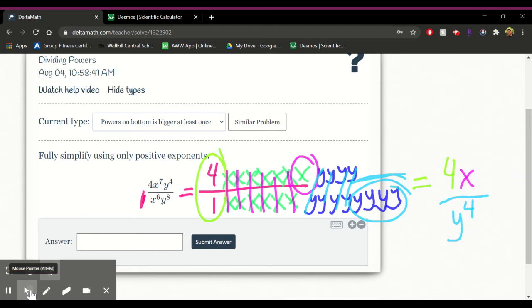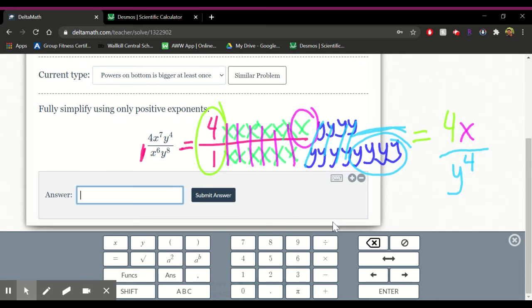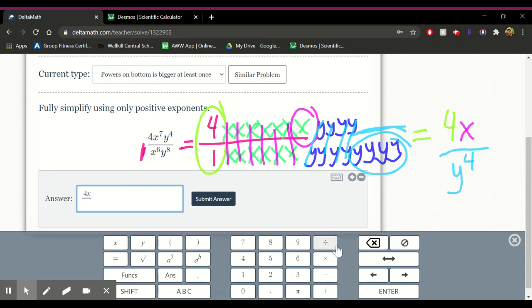In order to type that in, let's see, we have on the calculator a fraction. I mean, I guess you could do divide. I don't see any fraction button here. So what you're going to do is 4x. Use the divide button or you hit the slash on your keyboard. Y to the 4th.